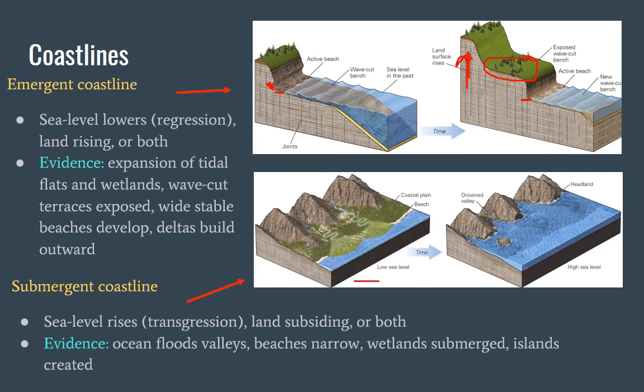And then over time, as the sea level rises or the land sinks, either one, the ocean will end up flooding in these valleys. And we're going to talk about that more when we talk about glaciers, but often if you have a U-shaped valley and it fills in with water, it forms what's called a fjord. So we can see this with flooded valleys, narrower beaches because that water has come up, leaving less of that beach exposed. Wetlands can get submerged, and maybe something that didn't used to be an island, maybe a peninsula, becomes an island as it becomes a submerging coastline.